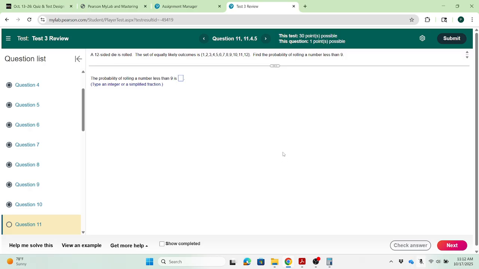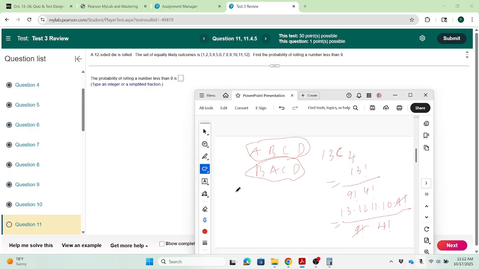A 12-sided die is rolled. The set of equally likely outcomes is 1 through 12. Find the probability of rolling a number less than 9. So how many numbers are less than 9? 8. 8 out of 12, and you want to simplify that. So the probability is, because there are 8 numbers less than 9 out of 12, 2 out of 3.